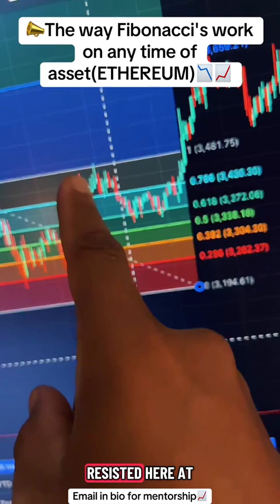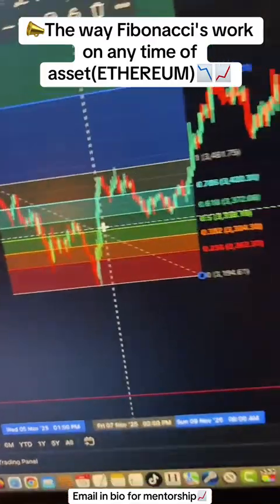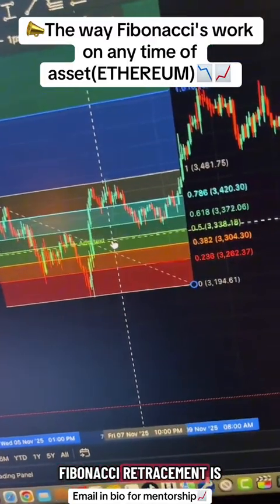You got perfectly resisted here at this top, up here. And then as you start coming back down, notice that you hit the 618 perfectly. Somebody say, damn, that's absolutely true. But here's what also is true. I just want to make sure you understand what a Fibonacci retracement is.